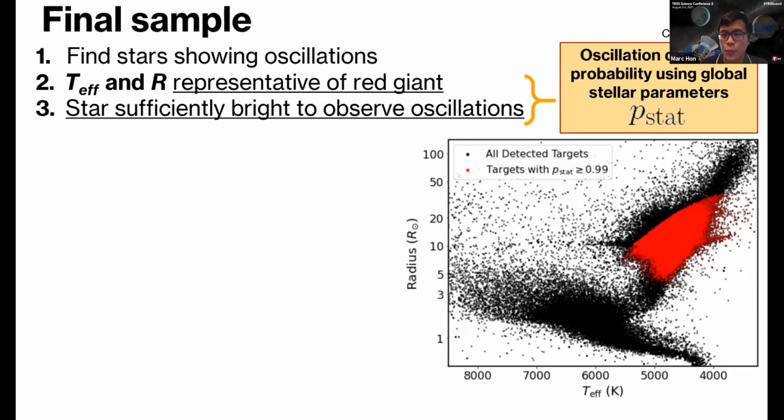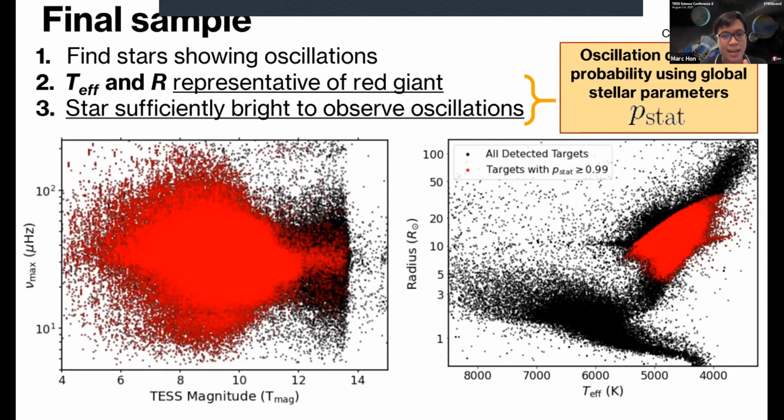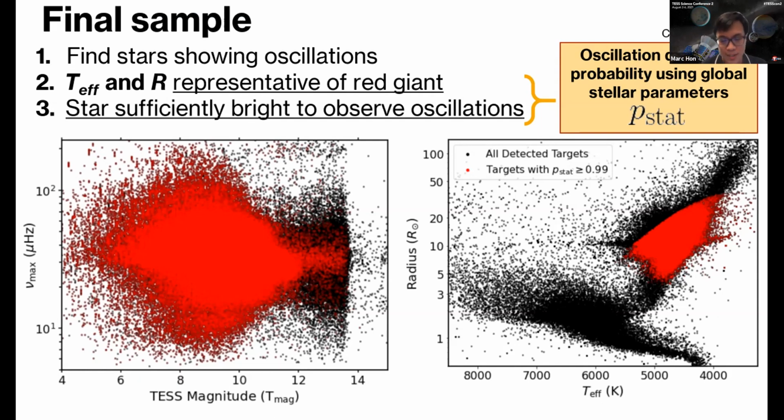So putting it all together, we have this distribution shown here in red. And as you can see, we are picking out only the giants on the HR diagram. Now, if we look at this distribution in frequency magnitude space, we see that at brighter magnitudes, we get a whole range of frequencies, but past the TESS magnitude of 10, we start to lose high frequency oscillators. Now remember, these high frequency oscillators are also those that oscillate with the lowest amplitudes. So this is the region at which the white noise levels in the power spectra really start to ramp up and we don't see these oscillations.